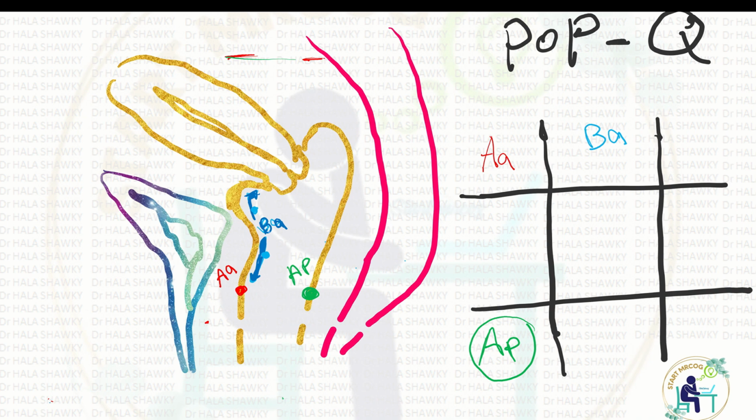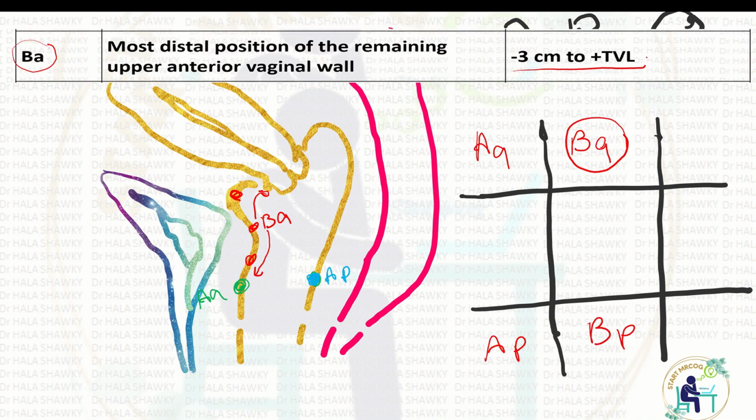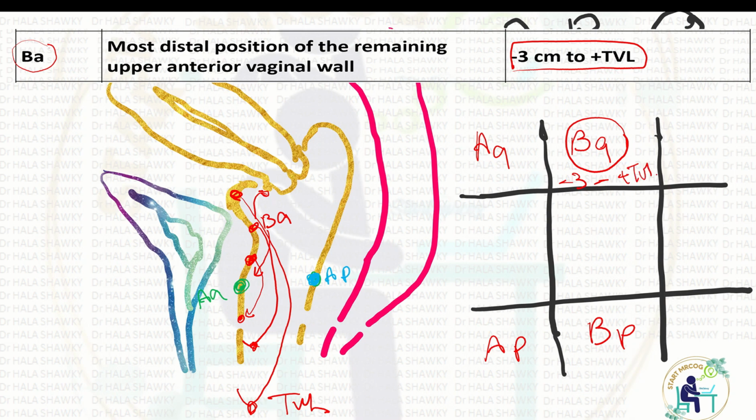The normal position for BA is above -3. And the range of movement could be between -3 to plus total vaginal length. So suppose if this point prolapsed, it will come here. And if this point prolapsed, it will be here. If this point prolapsed, it will come here. Maximum range will be, and the most distal point is total vaginal length. So range of movement is between -3 cm to plus total vaginal length.